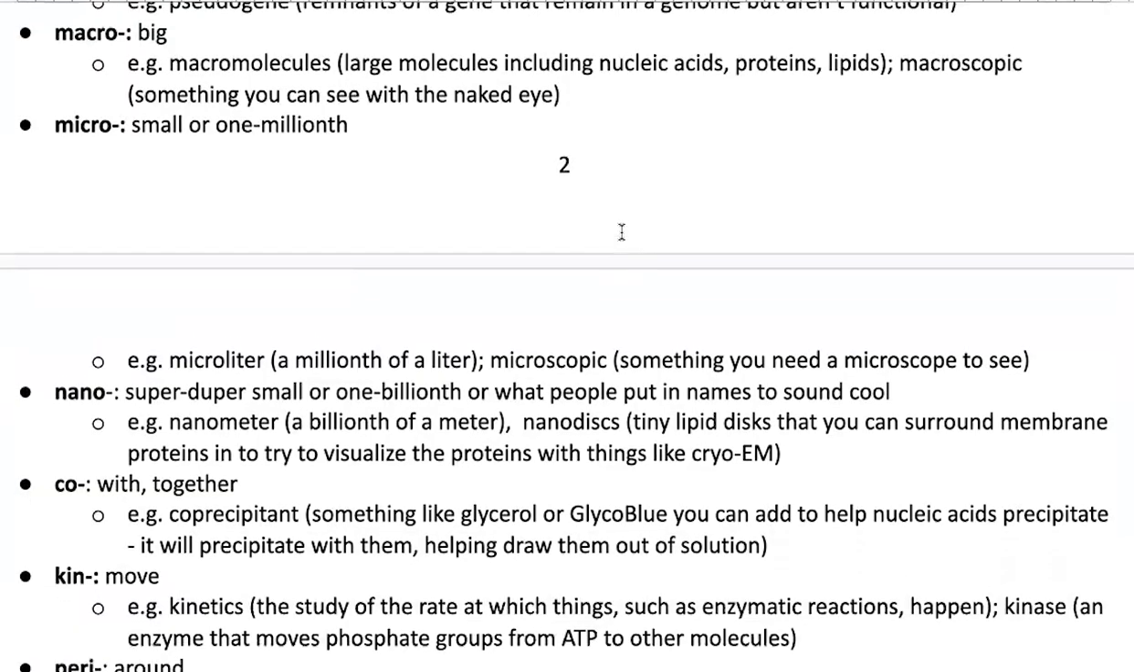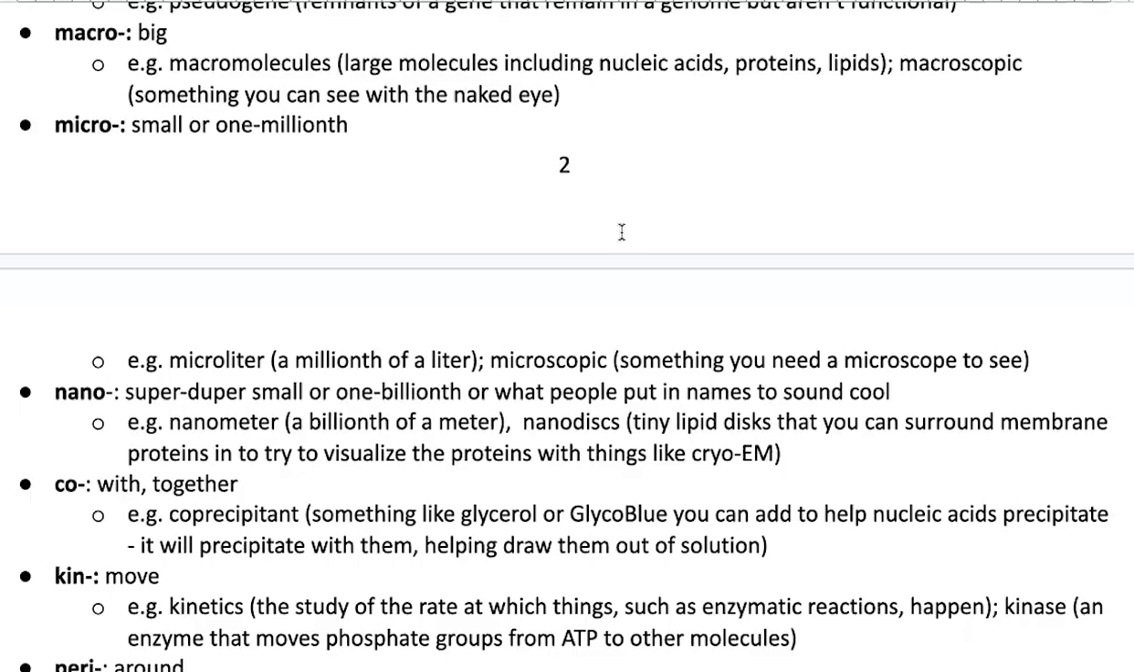Another pair of opposites, macro and micro. So macro is big. If you think about a Big Mac, big cheeseburger, macromolecules are big molecules. So they're large molecules, including nucleic acids and proteins and lipids. Things that are macroscopic, you can see with your naked eye, as opposed to things that are micro. So if you've got a microscopic, it's something you need a microscope to see.